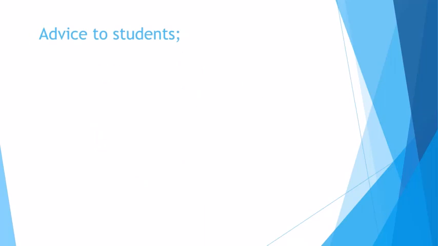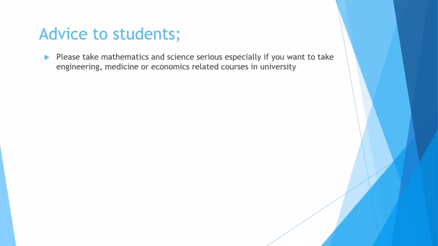As we wrap up, please take mathematics and science seriously, especially if you want to take engineering, medicine, or economics related courses in university. Mathematics and science are very much in the science subjects. In simple terms, I'm talking about physics, chemistry, and biology, and something to do with agriculture. Even agriculture is a science.